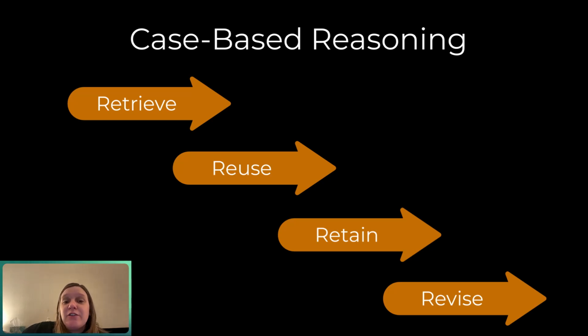When you retrieve, you find a past case similar to the current problem. When you reuse, you adapt that case and its problem to the solution. When you revise, you test and tweak that solution as needed until it fits what you're working on. And when you retain, you add that refined solution to your storage for future use.